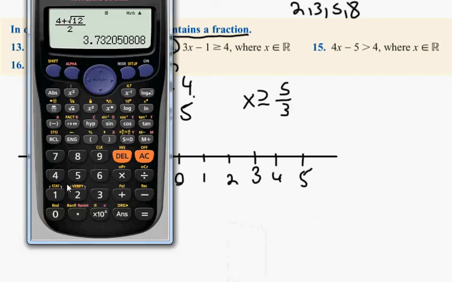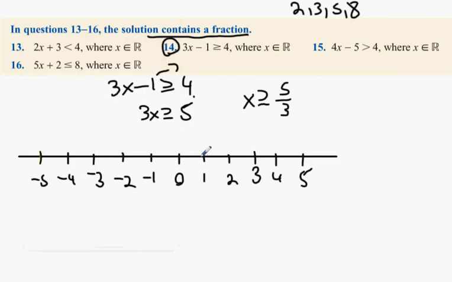Where exactly is 5 over 3? 1.66, 1.67? Where's that located? That's about 1.5, isn't it? About there. Is it included? Yeah. And then all the numbers that are bigger than it, you shade it in and draw. Is that alright? Do you want to see another fraction one done? They're tough, aren't they? They're tricky. Need to know exactly where it is.